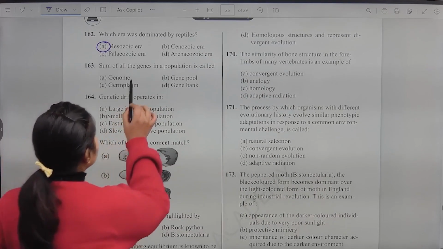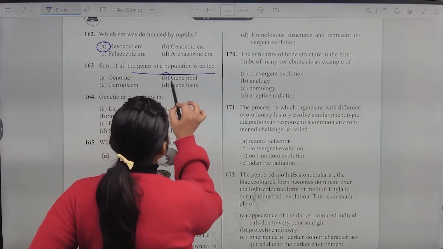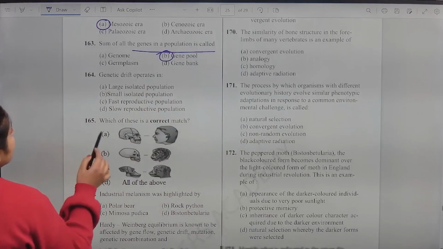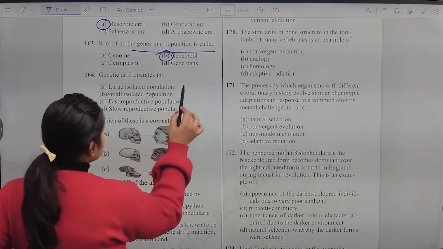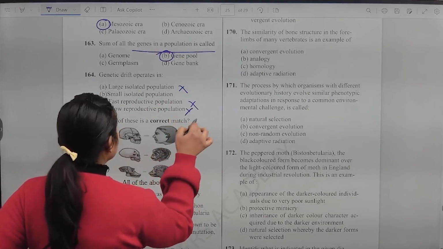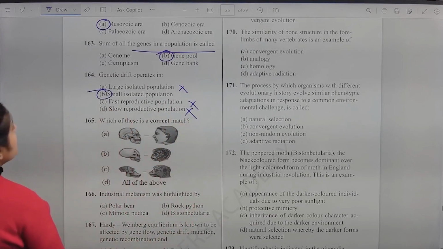The sum of all genes in a population is called the gene pool. Very simple. Genetic drift operates in a large isolated population, no. Fast reproductive population, no. Slow reproductive population, no. It occurs in a small isolated population.